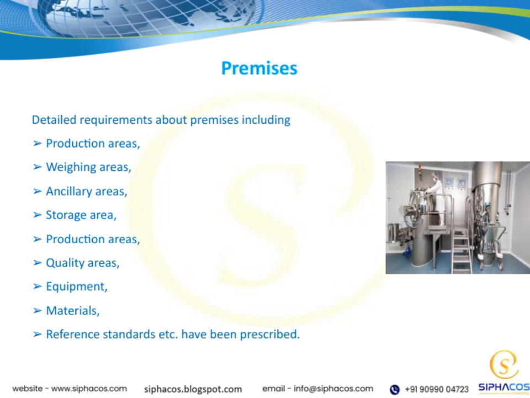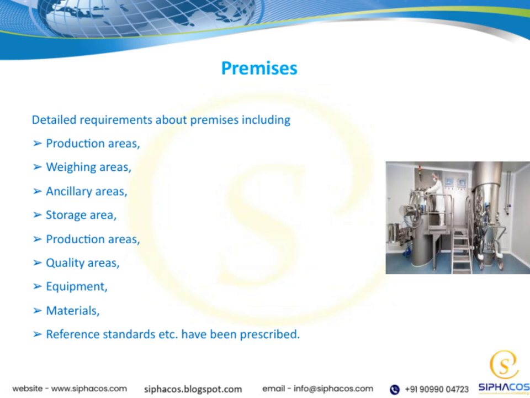These are critical for accuracy and consistency in measuring raw materials and finished products. Proper separation and calibration are essential here. Then there are ancillary areas. These support the main production functions, for example, change rooms, cleaning stations, and waste disposal areas, all of which need to be well planned to maintain hygiene and workflow.